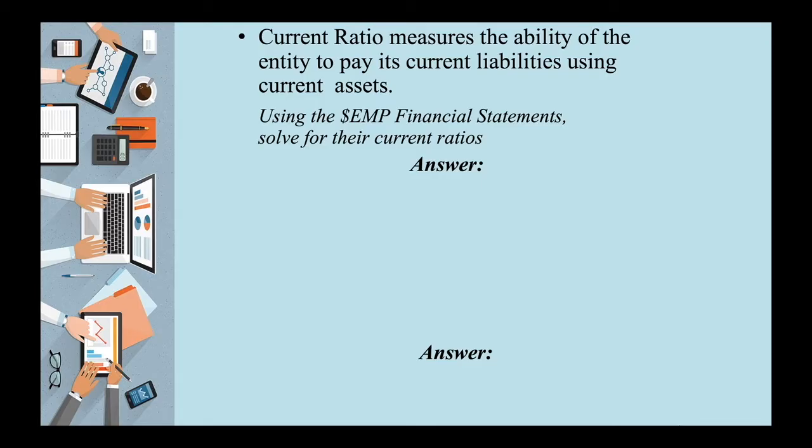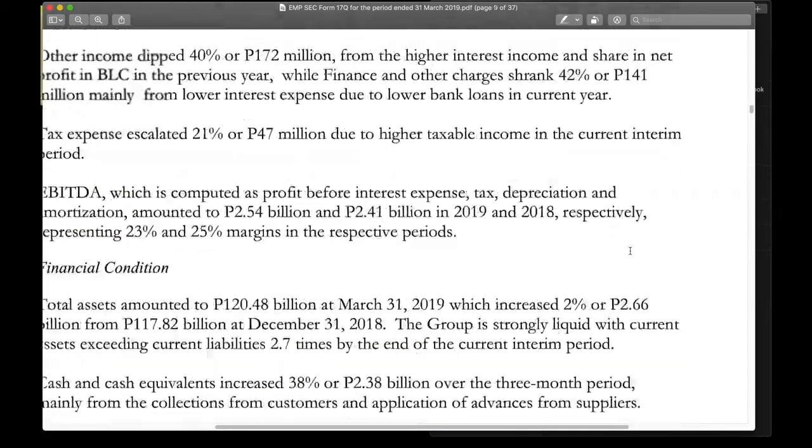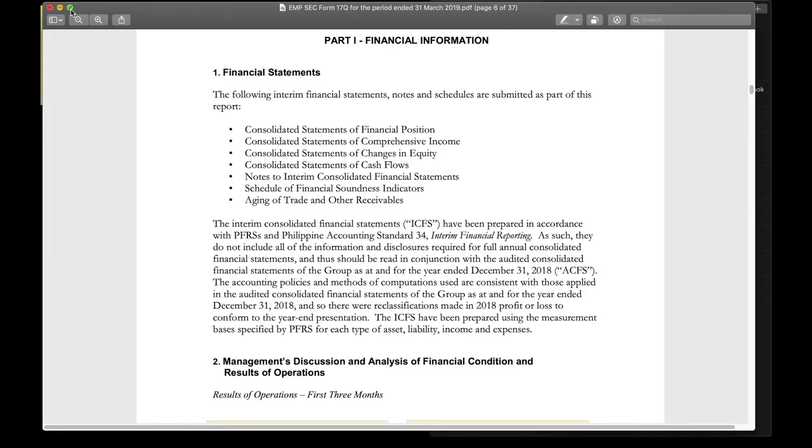Using the EMP financial statements, solve for their current ratios. So, EMP financial statements, actually, ito po siya. I have here the financial statements of Emperador Corporation. So, let's check. This is the actual, guys. Ito yung nilalabas ng mga company. Public, naman to. Public document naman ito.